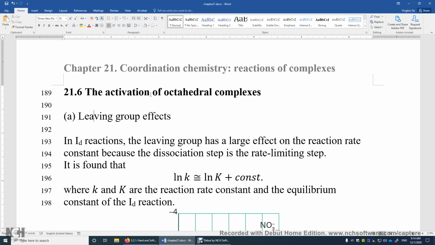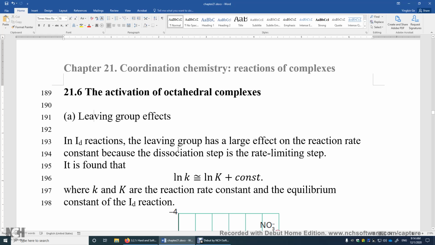In I_D reactions, here I_D means interchange mechanism, dissociatively activated. In this kind of reaction, the leaving group has a large effect on the reaction rate constants. So experimentally, if you see this reaction rate constant depends significantly on the types of leaving ligands, then this is dissociatively activated. The dissociation step is the rate limiting step. How fast or slow this dissociation is determines the overall reaction rate.